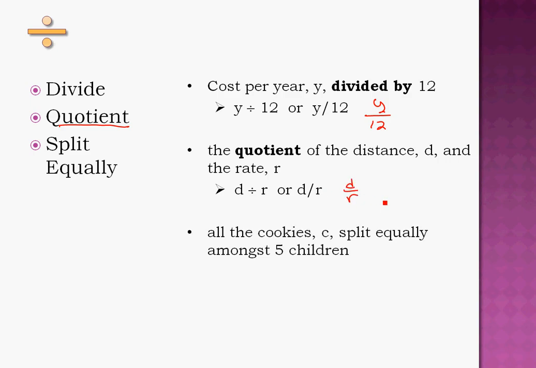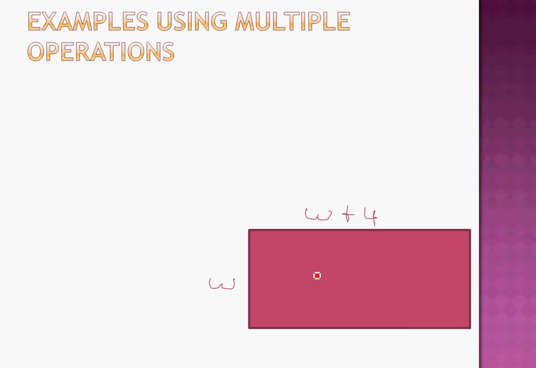You try this one. Here we are with the cookies. I must have a thing with cookies. All the cookies C split equally amongst 5 children. How would I write that? Hopefully you said C divided by 5 or C over 5. You could also write it like that. That was our last example.